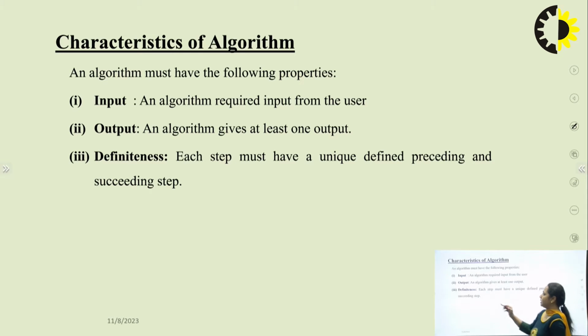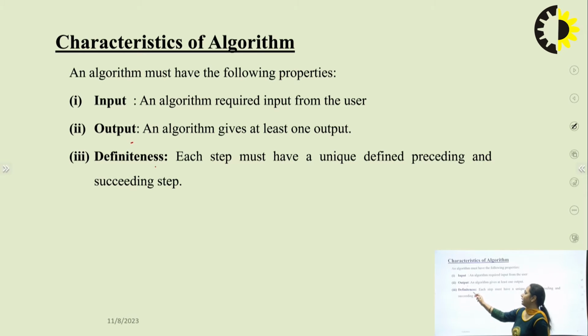Second characteristic is the output. An algorithm must give at least one output, because you are providing a solution with the help of an algorithm. So if you are providing a solution to a problem, then it must generate some result. That is why output is a necessary property of the algorithm.